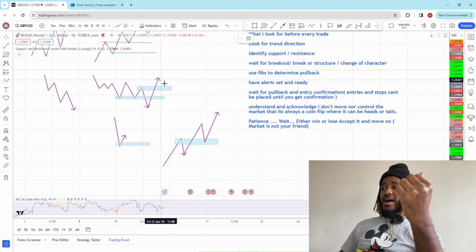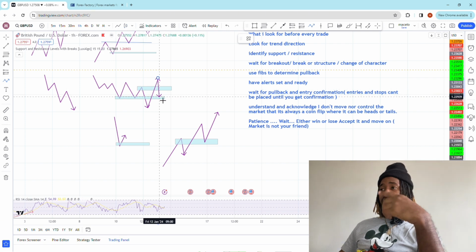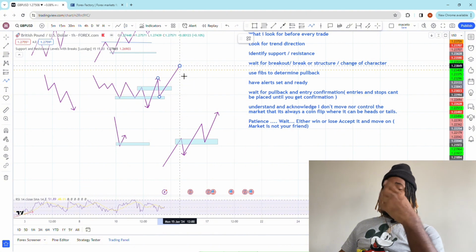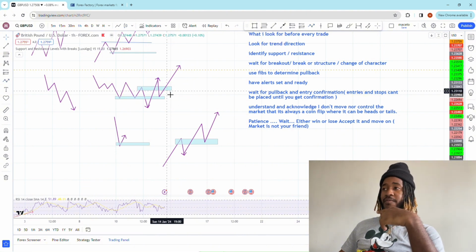So from there, I'll wait for some kind of pullback to take form, whether it's at this resistance area to become support or back in for a deeper pullback. And then I would go and I would carry it higher. And it will start a whole new trend all over again. So those are things I look for.